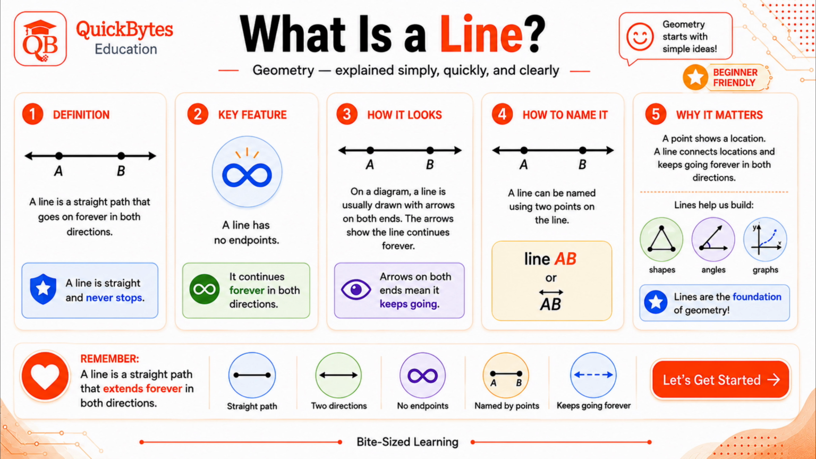A line can be named using 2 points on the line. For example, if points A and B are on the same line, you can call it line AB. Here's the key idea. A point shows a location. A line connects locations and keeps going forever in both directions.